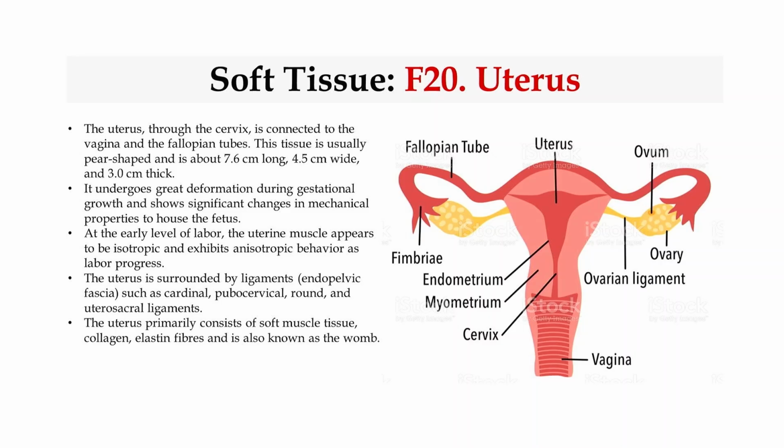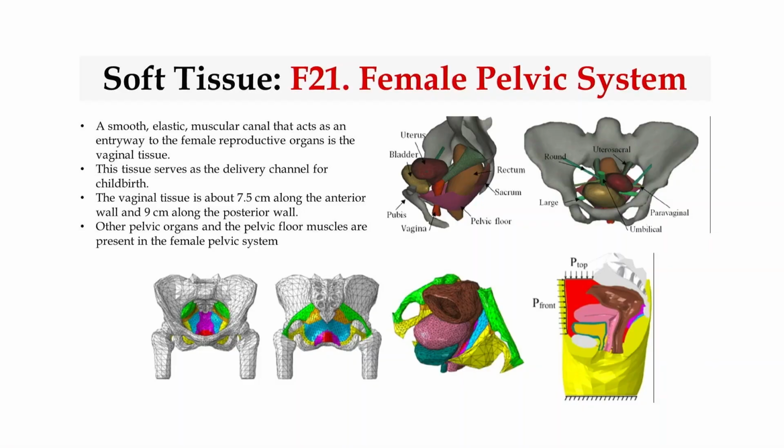So this is the female pelvic system, where the uterus is an extremely important area to study, and a lot of researchers are working on understanding the mechanical properties, not only of the uterus but of the pelvic system as a whole, which we are going to look at next. This is the last soft tissue organ system we are going to talk about. It's not a single organ, but an organ system, known as the female pelvic system, extremely complex.